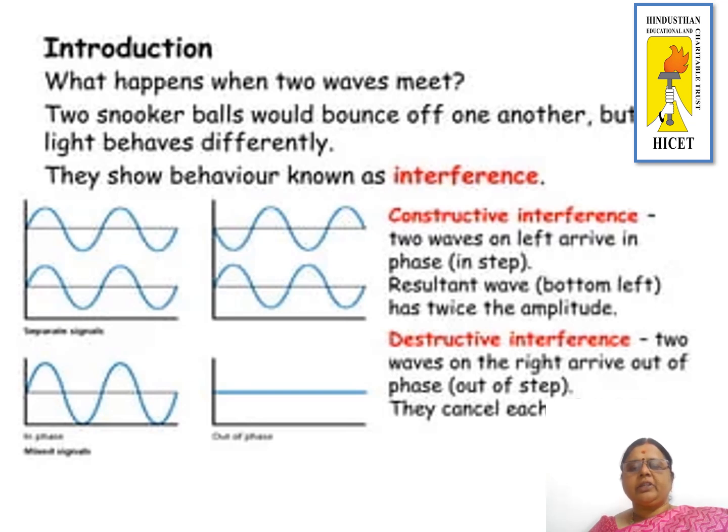There are two types of interference. One is constructive interference, the other one is destructive interference. What is constructive interference? Two waves on the left arrive in phase, that is in step. The resultant wave, that is the bottom left, has twice the amplitude. And what is destructive interference? Two waves on the right arrive out of phase with each other, and the result is they cancel each other out, and that is zero amplitude.